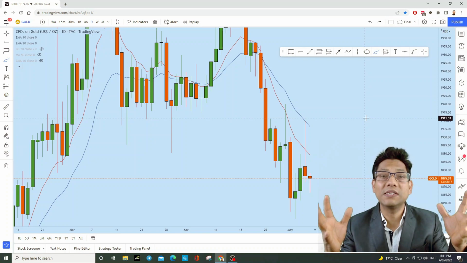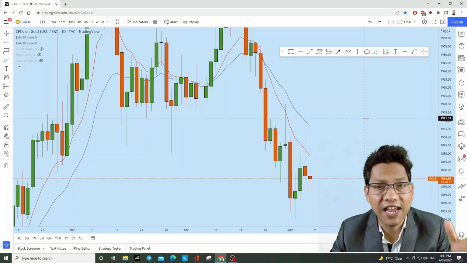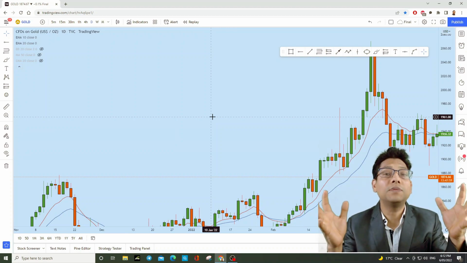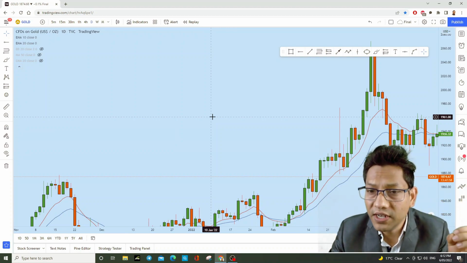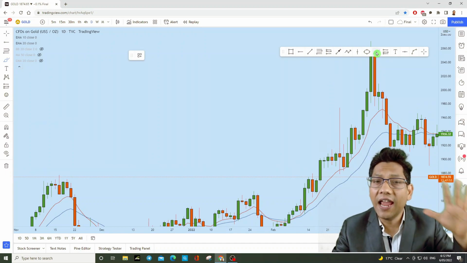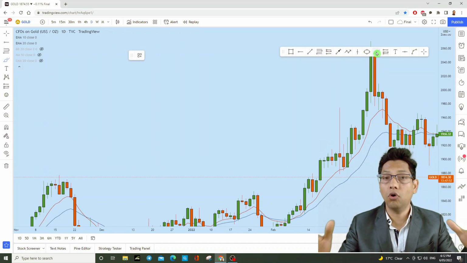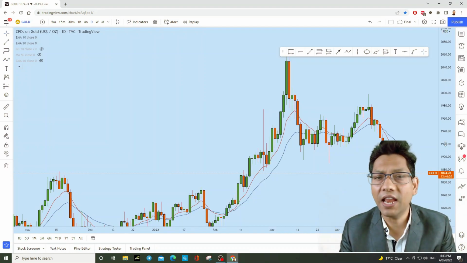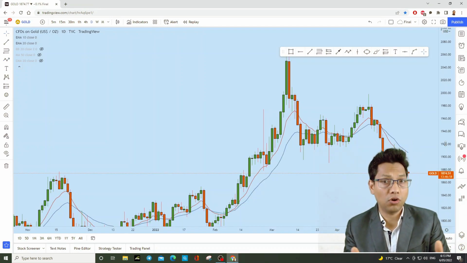So now let's see what is the fourth secret of 10 and 20 period moving averages. The fourth secret of 10 and 20 period moving averages is that they act as a dynamic support or resistance or a trend line. So what do I mean by this dynamic support or resistance or a trend line?